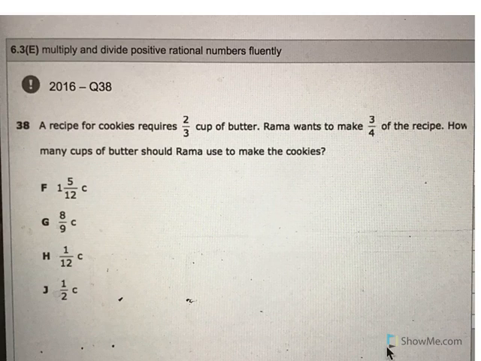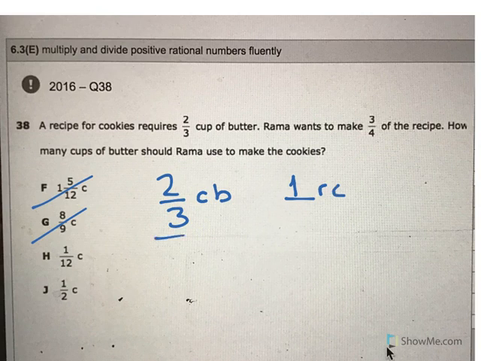So I know my answer is going to be less than 2/3. So starting off, I can go ahead and cross off F and G. That means it's going to be H or J, so let's figure out which one. So let's write down what is given. If I use 2/3 cup of butter, that would give me 1 recipe of cookies. But what if I were making 3/4 of the recipe? How many cups of butter would I use?